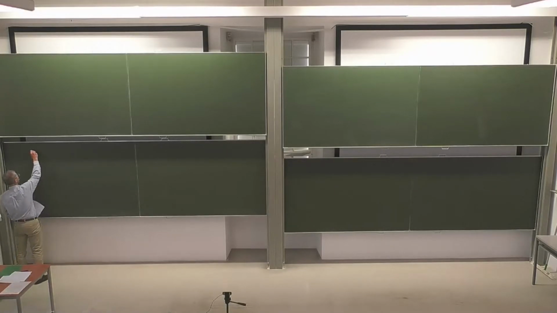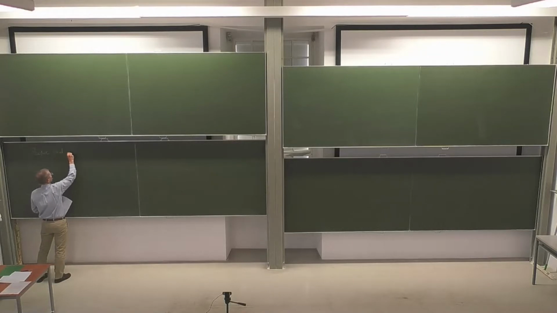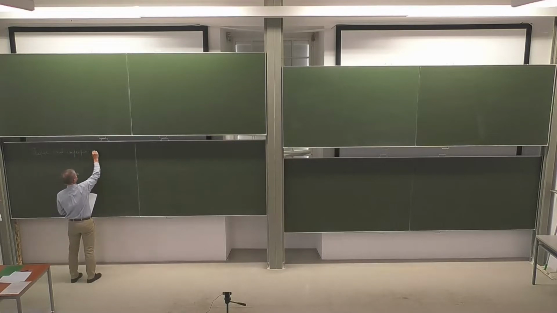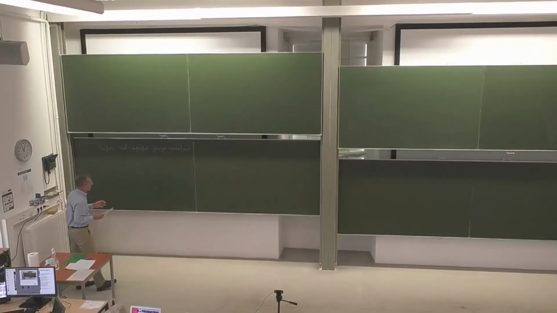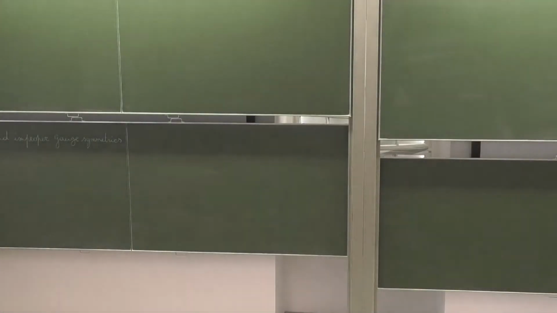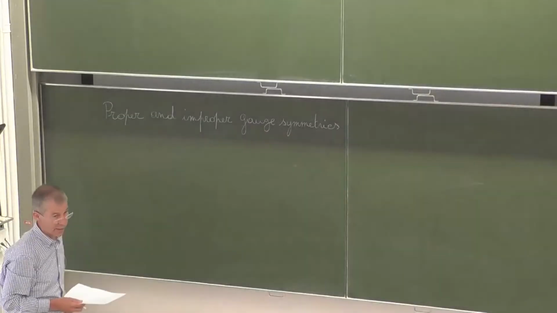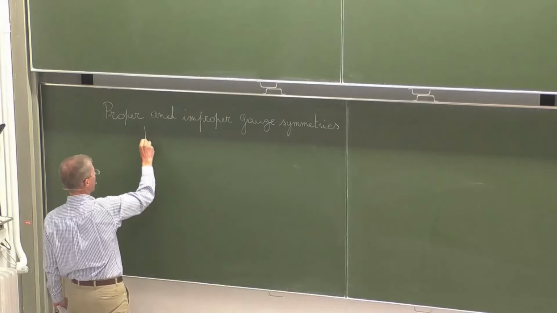So the second point that I wanted to address is the question of proper and improper gauge symmetries. I didn't talk really about gauge symmetries yesterday, and I will start today. So I will assume that I am dealing with a field theory that has some gauge symmetry. And the question is, what is the Hamiltonian description of gauge symmetries? And the answer to this question has been given a long time ago by Dirac.